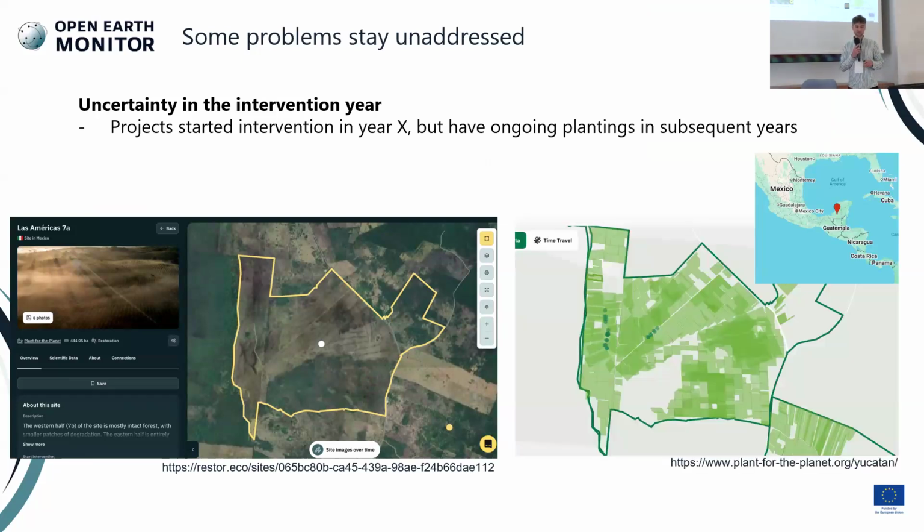But if you then dig a little bit deeper and go to the original third-party platform that uploaded this, you see that these intervention efforts are actually much more fine-grained. So the plantings occur at sub-hectare levels, but the whole project polygon they upload can be much, much larger. So we have this uncertainty in the intervention year, or a bit of a fuzzy intervention year that they gave us.